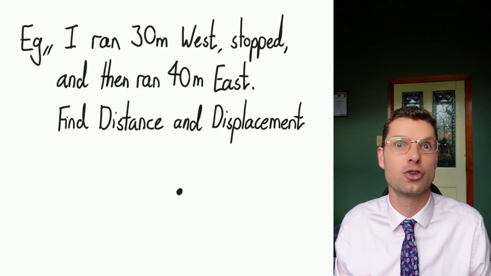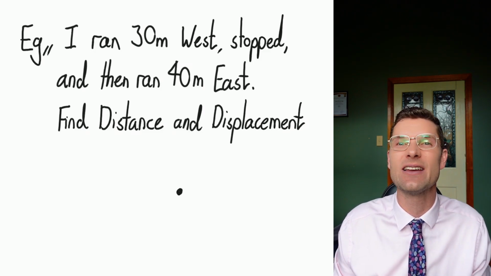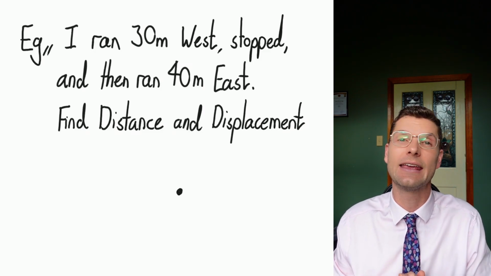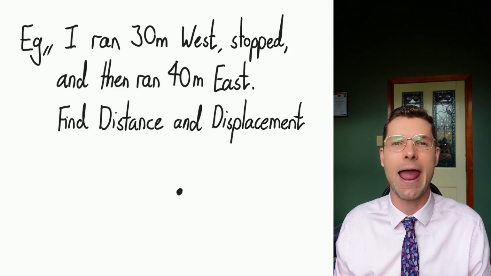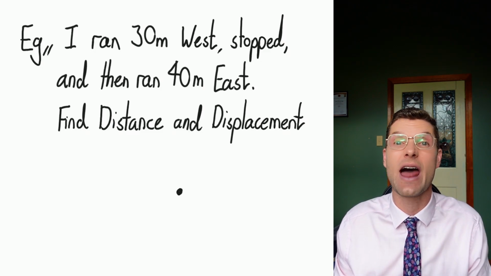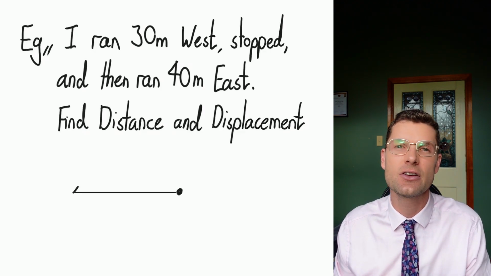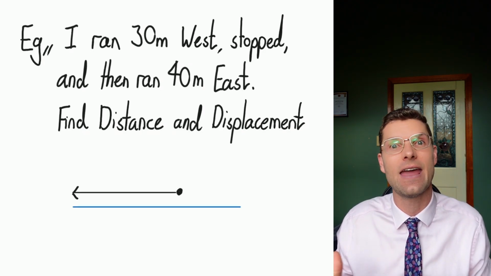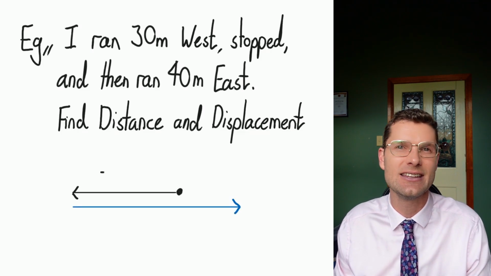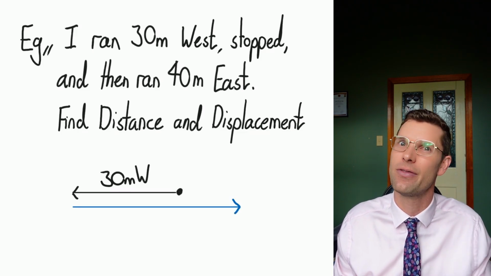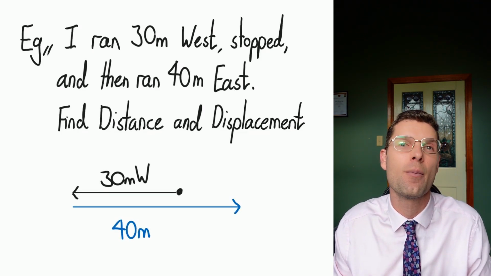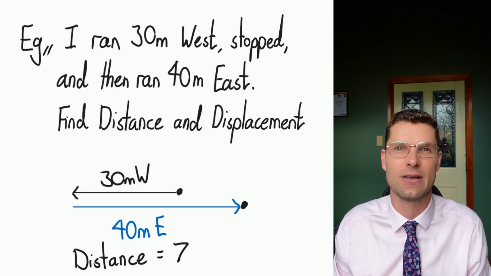So in this example, it looks almost exactly the same, but I went 30 meters west and then 40 meters east. Here I would highly recommend drawing out our arrows again, just because it'll give you an understanding of what the answer should be before you even get started. So if I went my 30 meters west and then my 40 meters east, the distance is exactly the same. Hey, I went 30 meters and then I went 40 meters. My total distance covered is 70 meters.